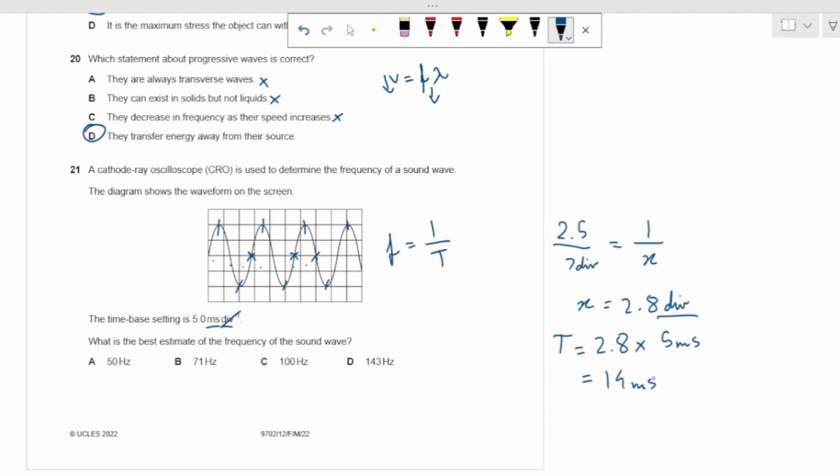But 14 millisecond is not the value which we want to go after, because all of the values over here are given in hertz. And what is hertz? Hertz is wave per second. This is millisecond, so we're going to divide this by 1000. So the answer that we will get is 0.014. When we put it back into the original, f is equal to 1 over T, 0.014, we will get our frequency approximately equal to 71 hertz. And there you go, B is the correct answer.